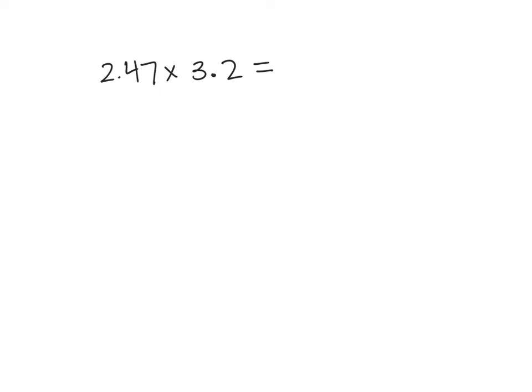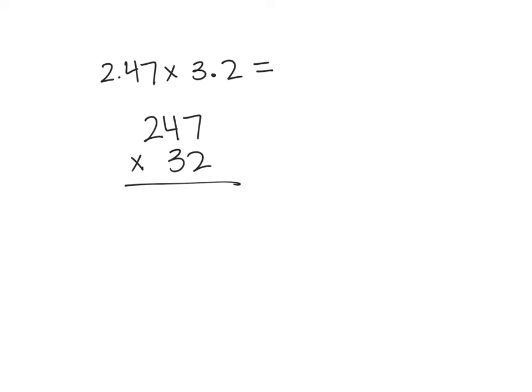When multiplying decimals, you can start by multiplying the numbers as if they were whole numbers. So rewriting this problem as 247 times 32. You can use any multiplication strategy that you like, whether that's traditional or the generic rectangles.